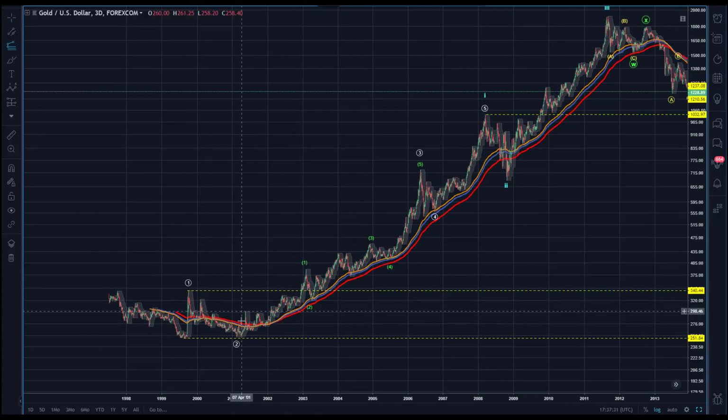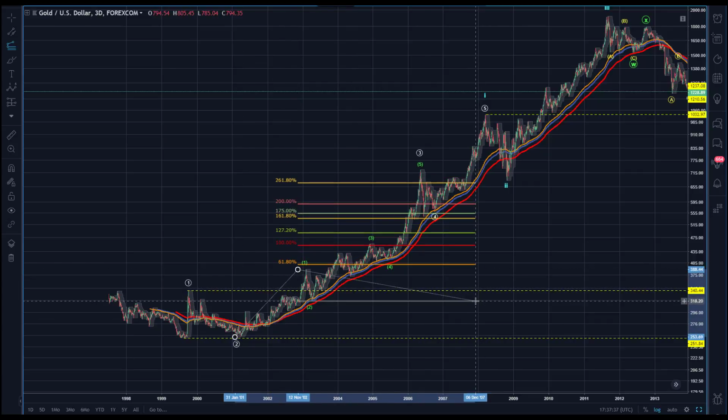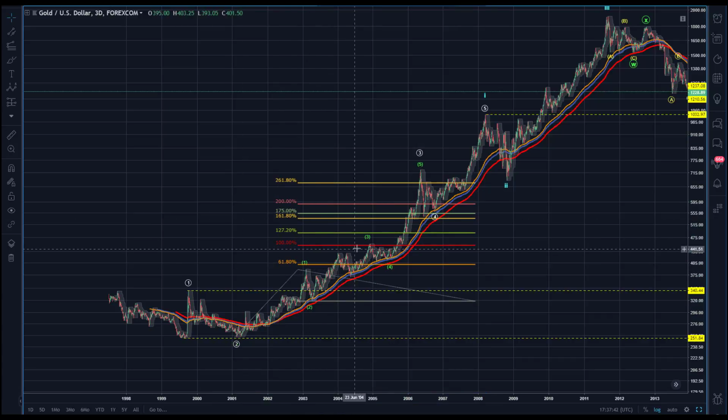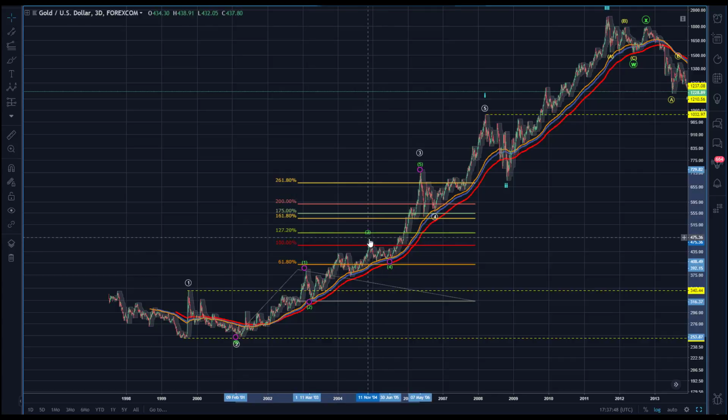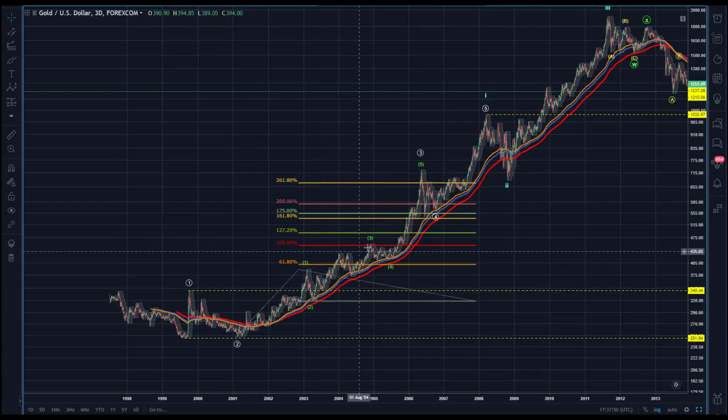Just to confirm here, from this low, if I take the length of the 1 wave projected from the 2, you can see it just barely gets longer than the 1. It just gets a few ticks. Well, it's a 3-day chart. That could be more substantial, but we certainly get longer. So we get through the 100. So we have a contender here for a wave 3.